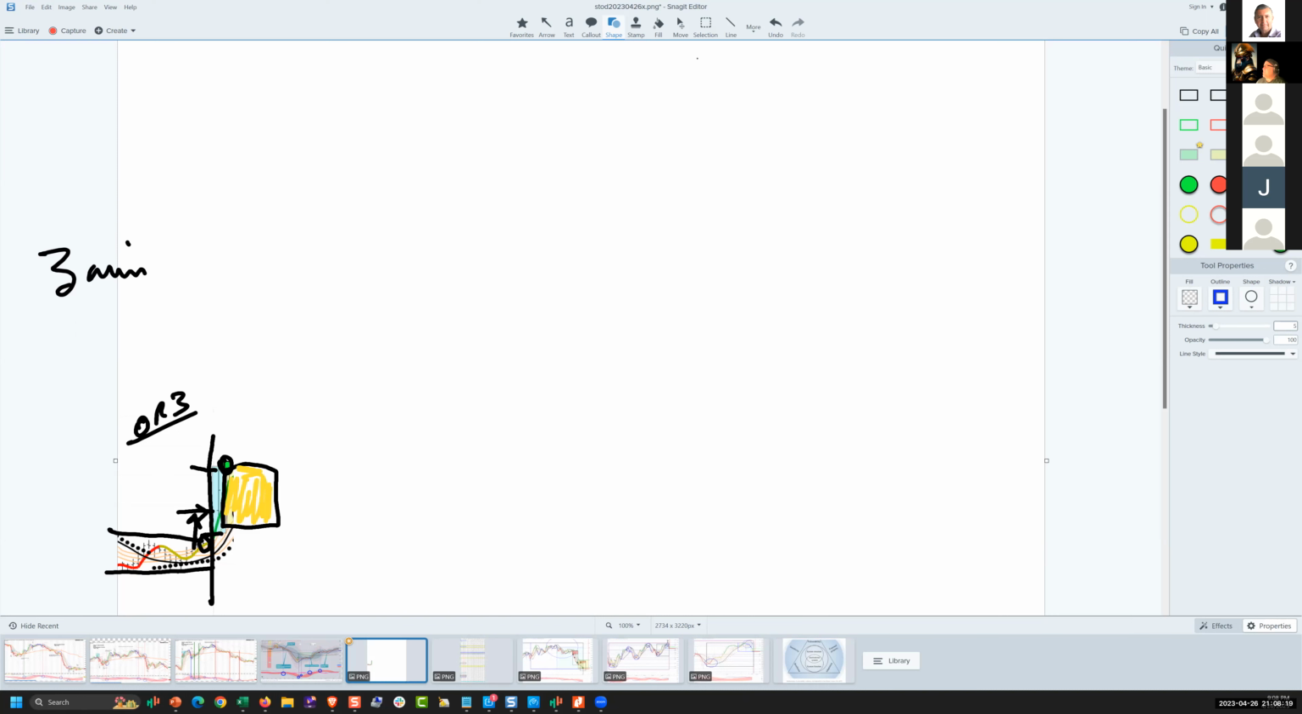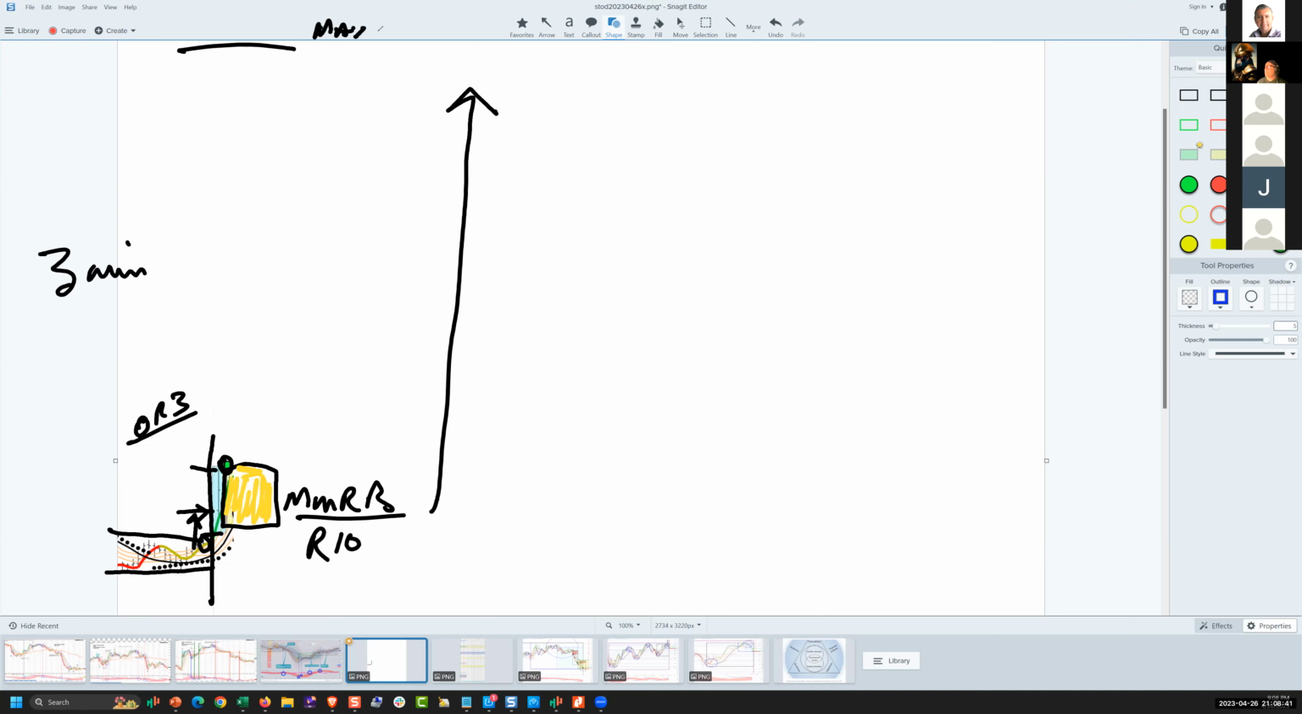And because that's the MMRB, if that's the R10 minimum manageable risk box, how many of those are there to the north, to the upside, before we get to the maximum reasonable intraday move? Yeah, +9.